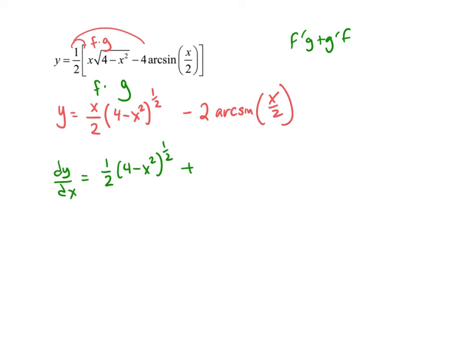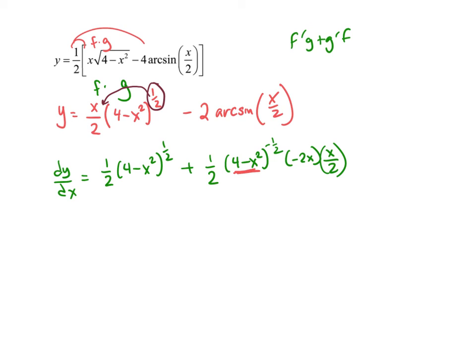Plus g prime. So that's going to be 1/2, because I'm bringing the 1/2 down, times 4 minus x squared to the minus 1/2. So I'm just taking this half down out front, and then I'm taking one less power. But since there's something inside, there's a 4 minus x squared, I have to multiply by negative 2x from the chain rule, because the derivative of the inside is negative 2x. And then I still have to multiply by f. And f, we said, was x over 2. So what a nightmare that is.